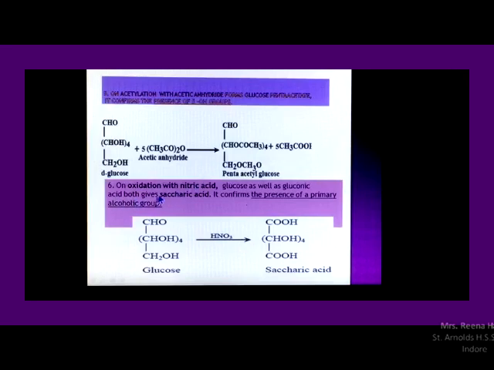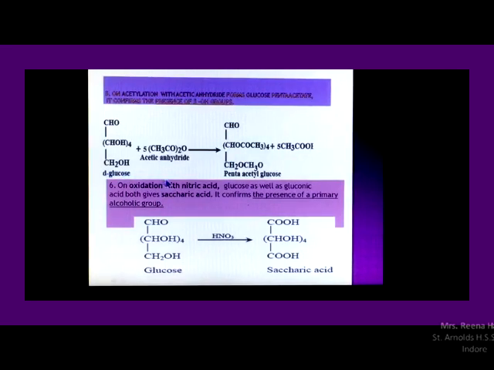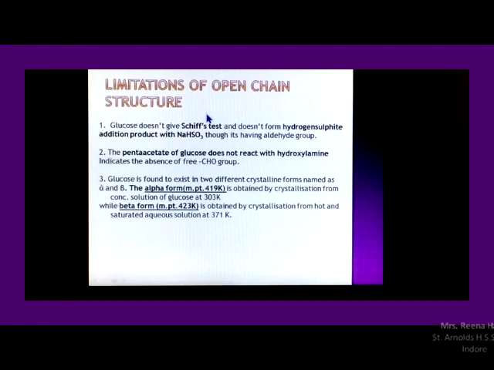Moving further, on oxidation with a strong oxidizing agent, that is nitric acid, you know it's HNO3, glucose as well as gluconic acid, both of them on oxidation give saccharic acid. This formation of saccharic acid confirms the presence of a primary alcoholic group. As you can see in the equation, the CHO group gets converted into COOH, the CH2OH group also converts into COOH. So it's a dicarboxylic acid named saccharic acid, formed on treatment with the strong oxidizing agent. These were the evidences obtained for the open chain structure.